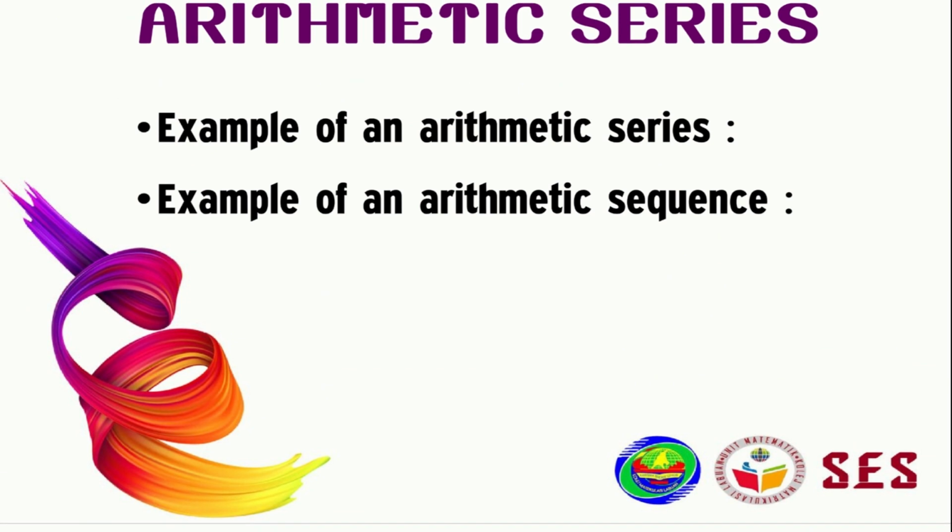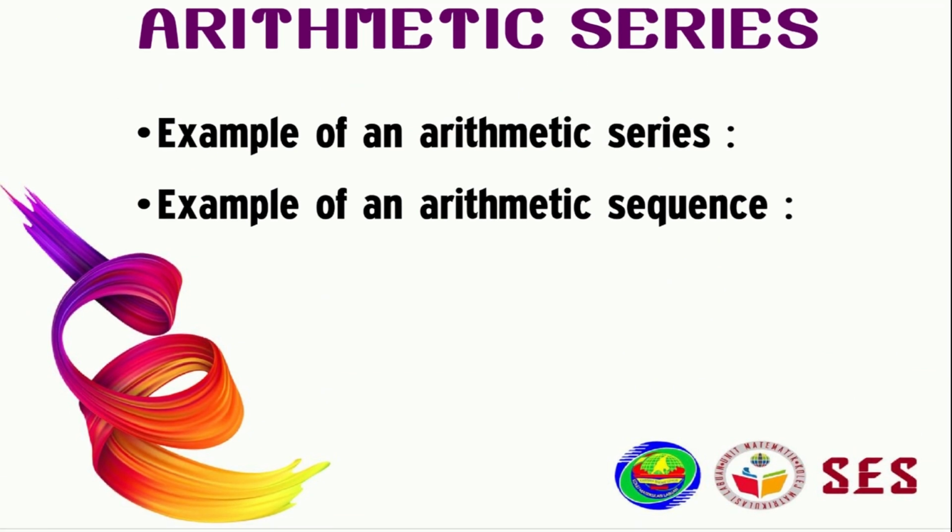Alright, so before we go further, I believe that we should be clear about the differences between the series and sequence. The example of an arithmetic series can be 2 plus 4 plus 6 plus 8 and so on. Whereas the example of an arithmetic sequence can be 2, 4, 6, 8, and so on. So, a sequence is the list of terms, but a series is the sum of the sequence.